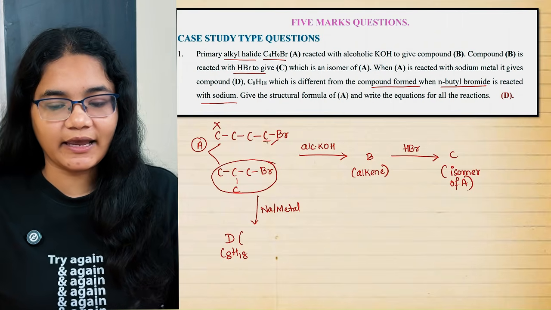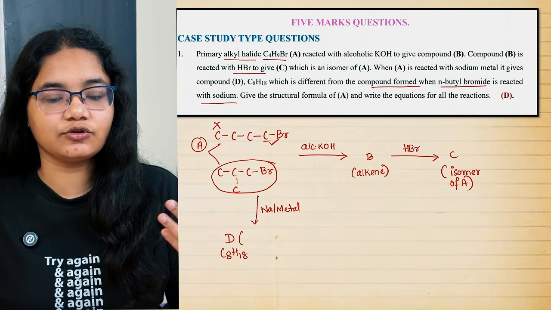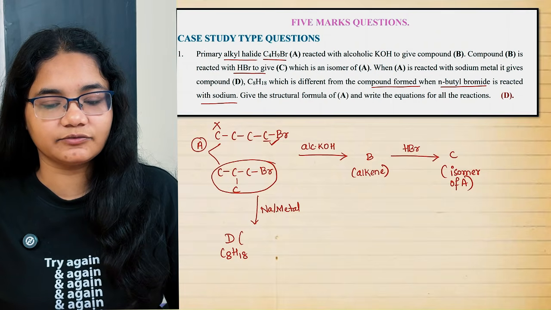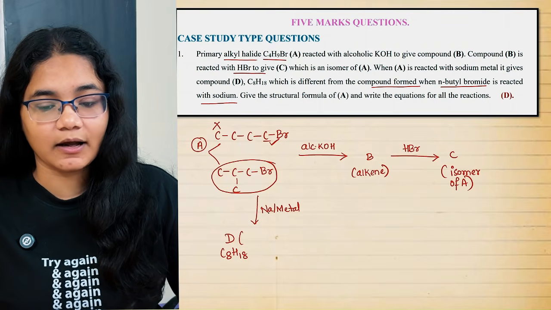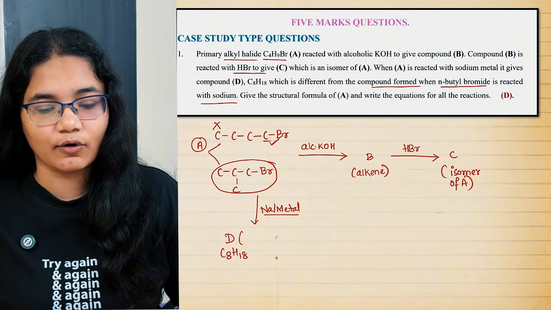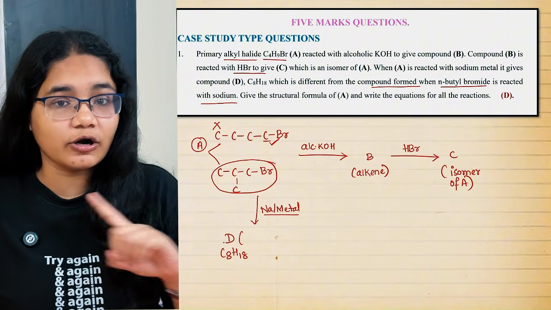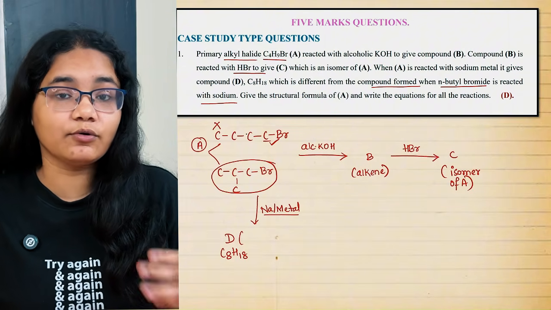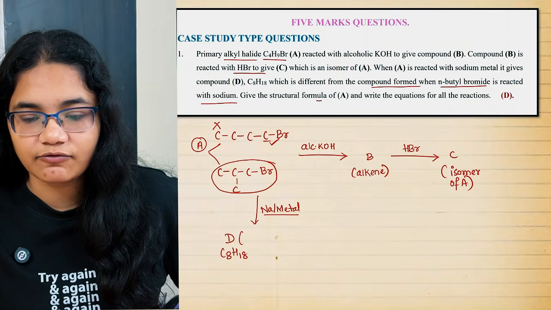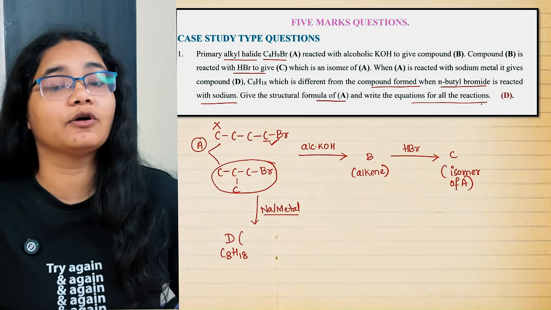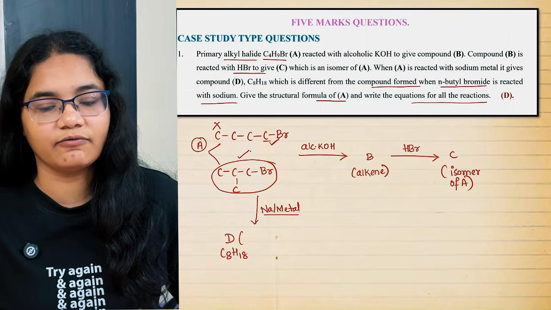Because if A is this one, that is 1-bromobutane, then if it reacts with sodium in dry ether, it will give you octane, right? But the question is saying that whatever D the compound A produces with sodium metal, it is not the D that 1-bromobutane, or n-butyl bromide, will give you. Now give the structural formula of A and write the equations for all the reactions. So our structural formula of A is this one.